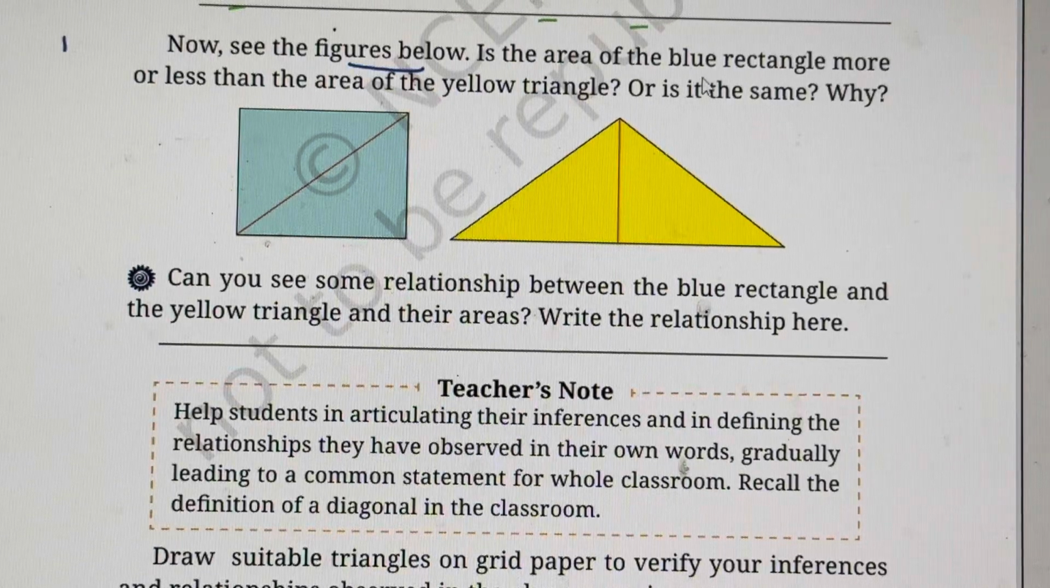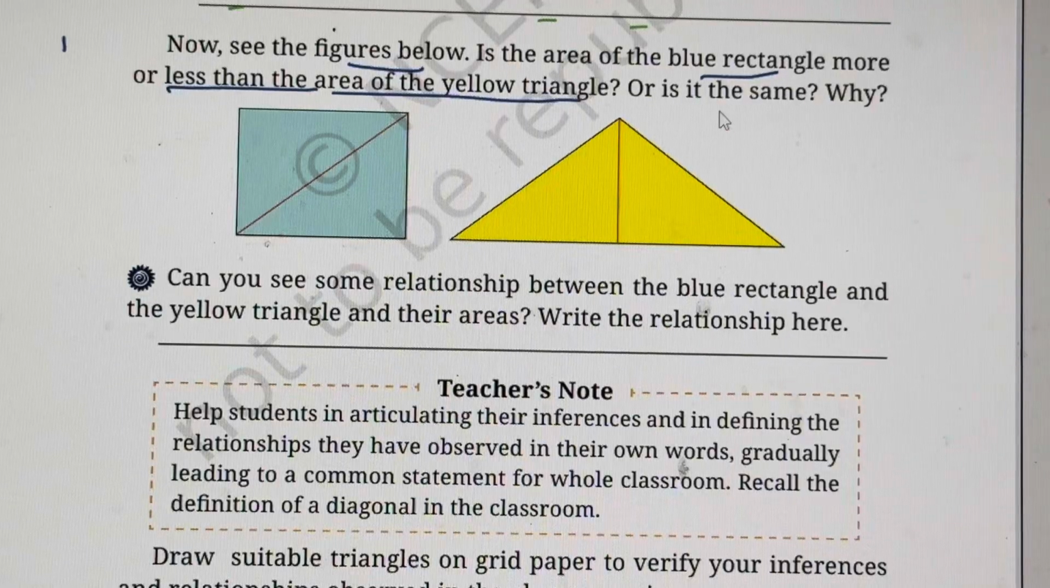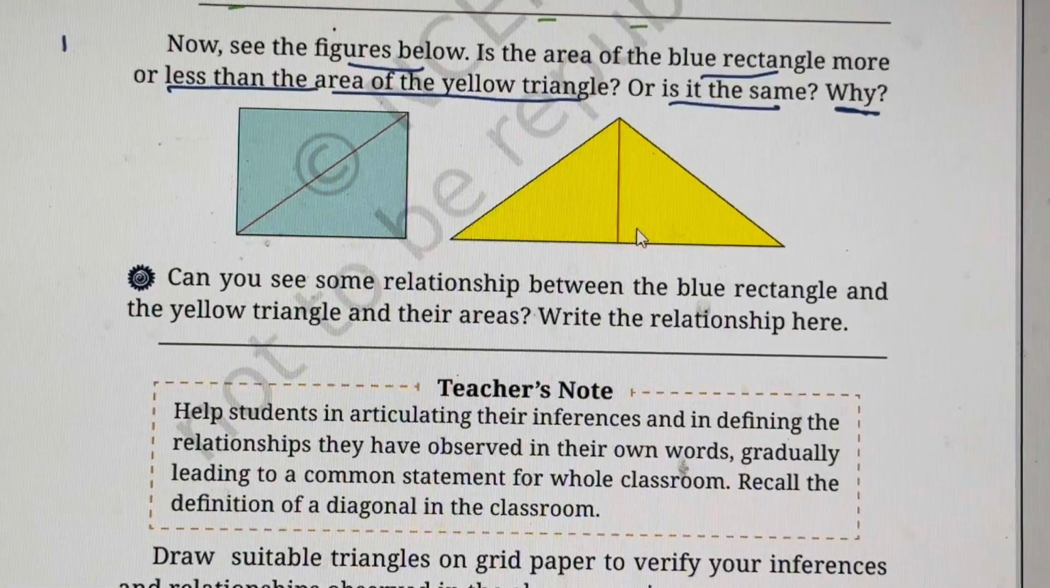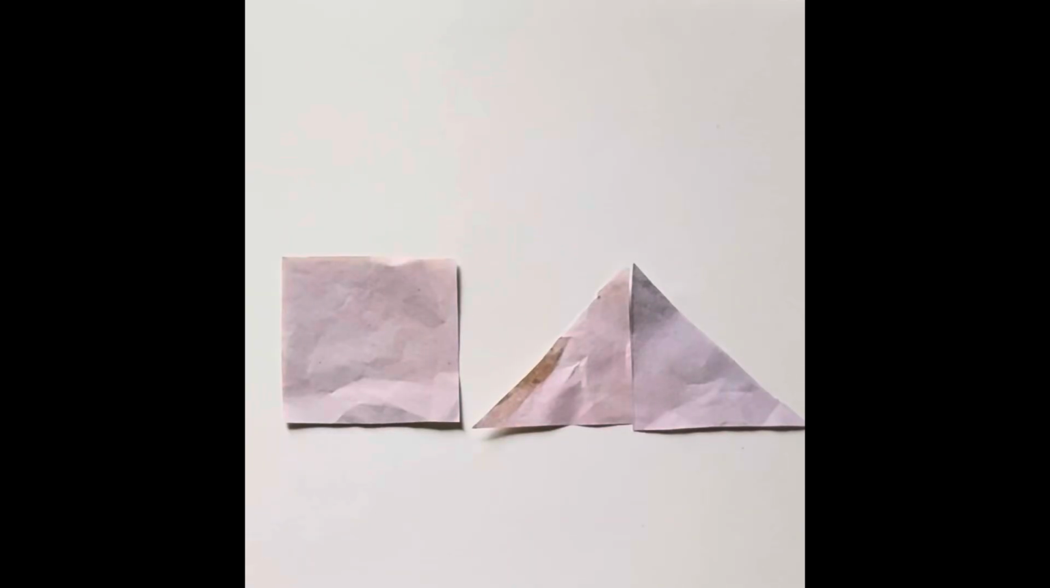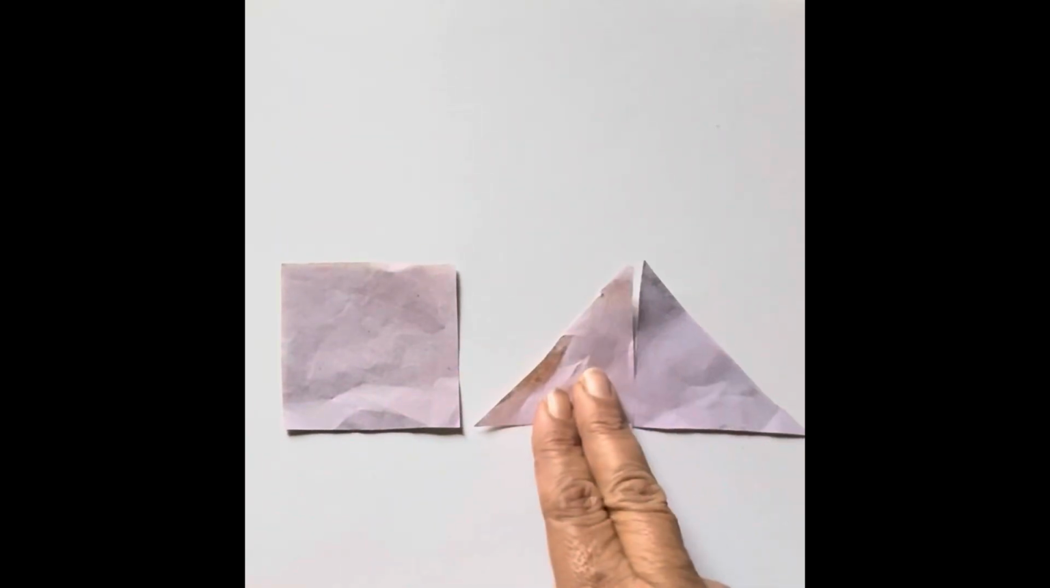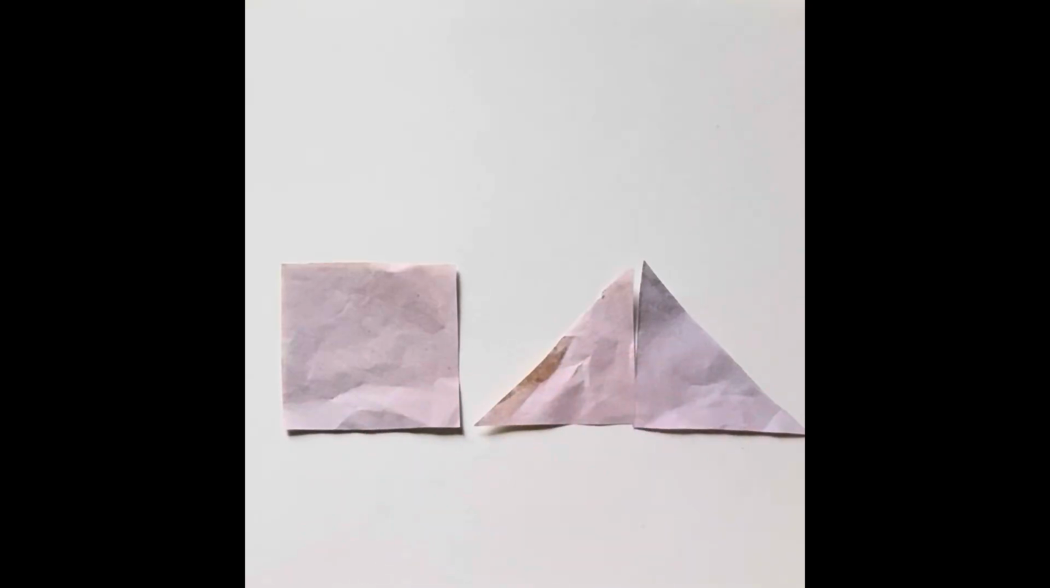Is the area of the blue rectangle more or less than the area of the yellow triangle? Or is it the same? And why? So again, we will try this with the activity. We can actually take a rectangle and this shape and let us see. Now, this is the question asked in the textbook: there is a square and here this is a triangle. Which shape has more area, less area, or do they have the same area? Looking at it, we will feel that this triangle has more area.